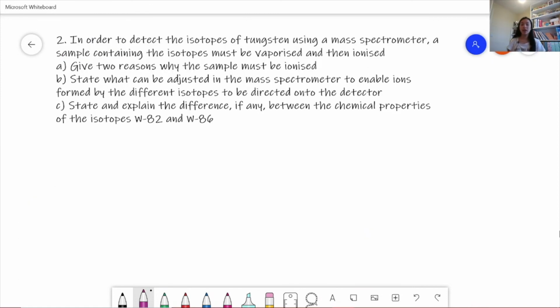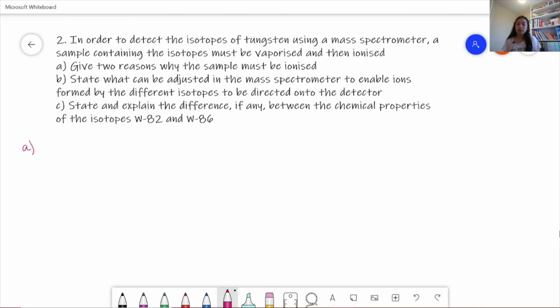Before I move on to the second question, feel free to click off the video and try it for yourself first. So in order to detect the isotopes of tungsten using a mass spectrometer, a sample containing the isotopes must be vaporized and then ionized. So for part A, give 2 reasons why the sample must be ionized.